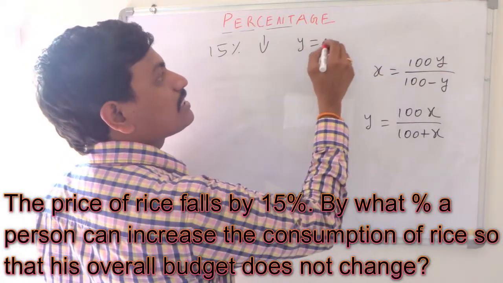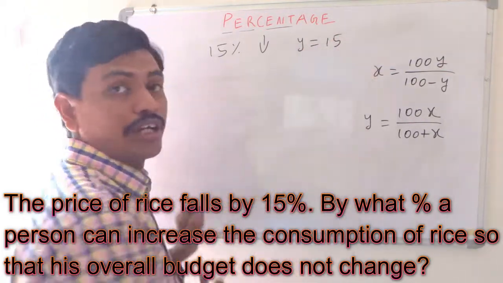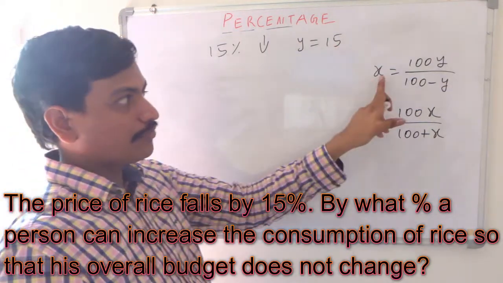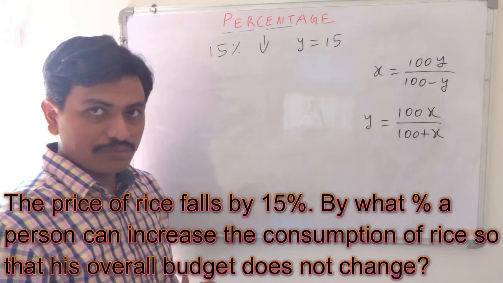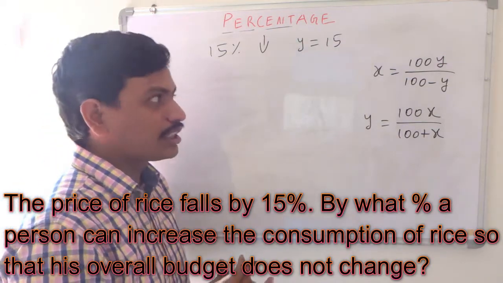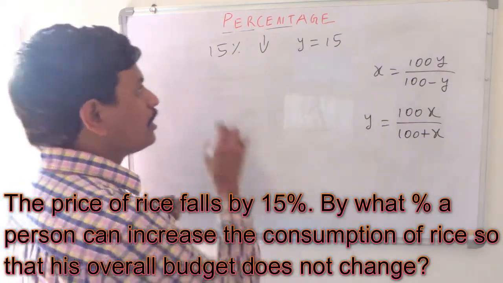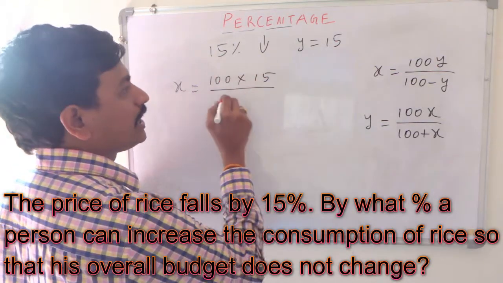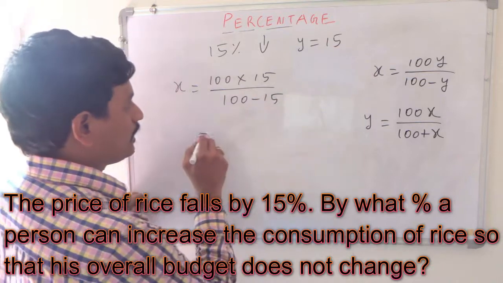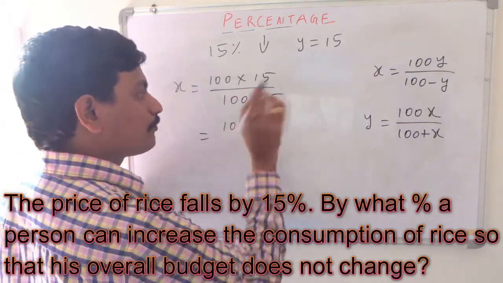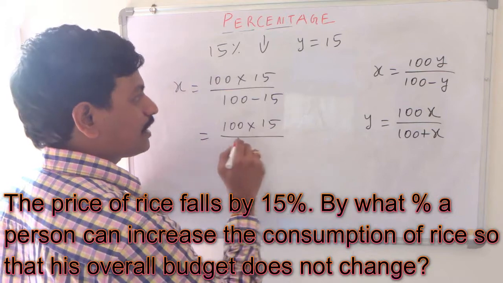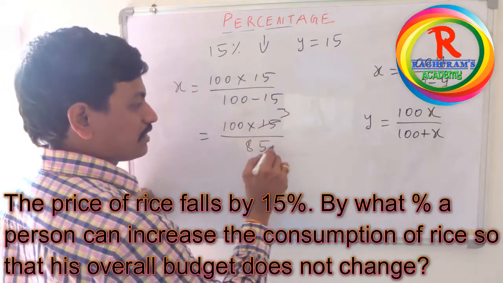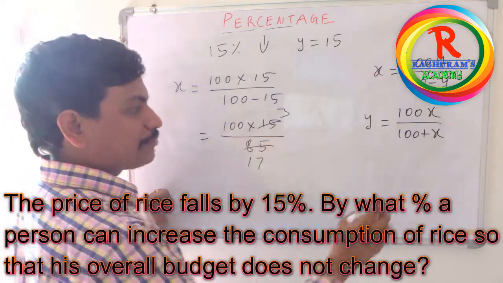That is here, if it is decrease, we take Y. Y is equal to 15. If it is increase, we take X. So here we need to find the X value. How much percent do we need to increase consumption so that the overall budget remains the same? So X is equal to 100 into Y, which is 15, divided by 100 minus 15. That's nothing but 100 into 15 as it is, divided by 100 minus 15, which is 85. Cancellations: 5 threes, 5 17s. That is 300 by 17.